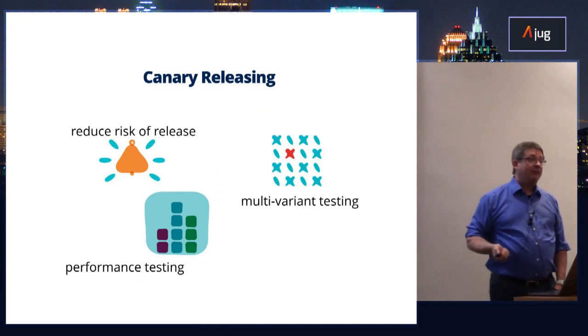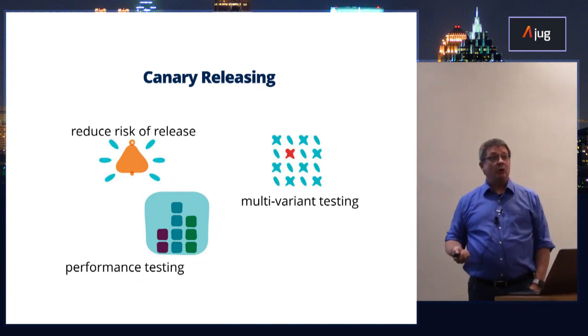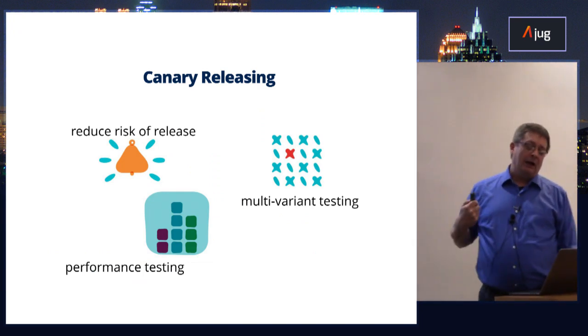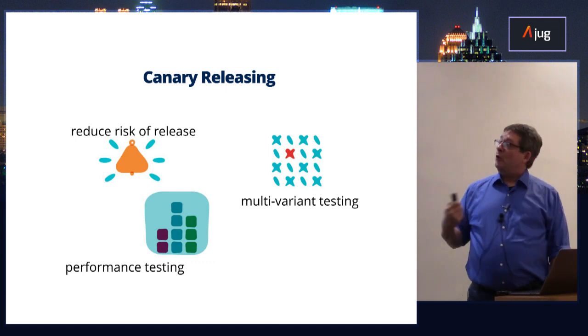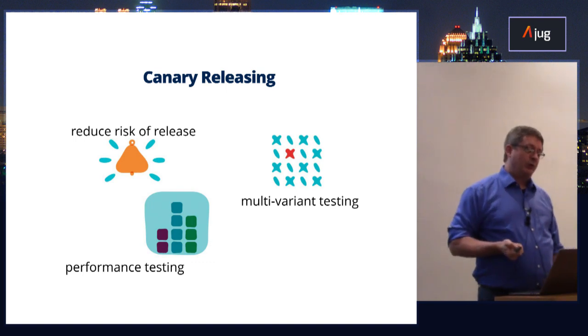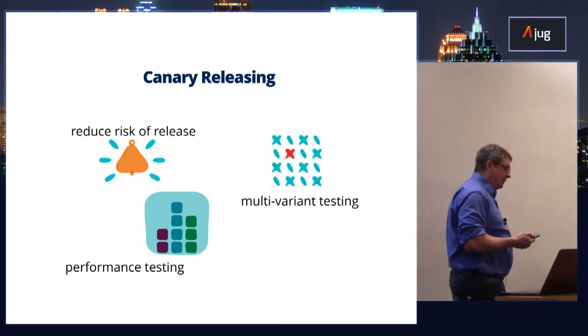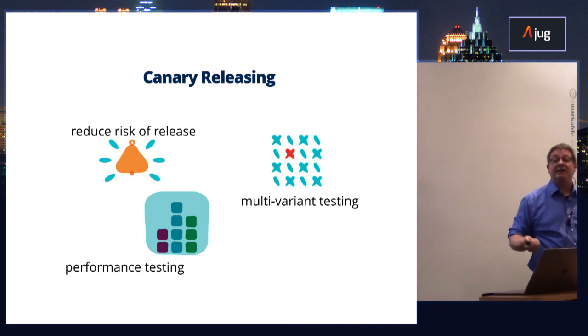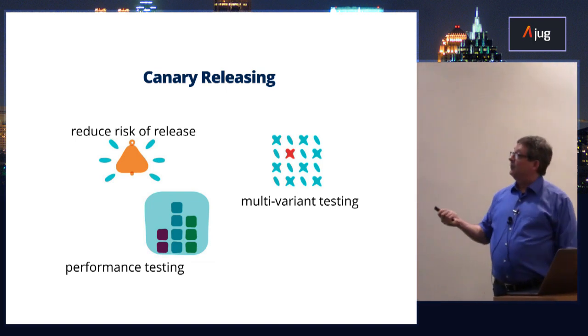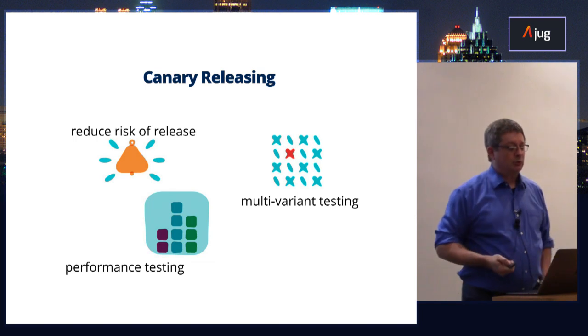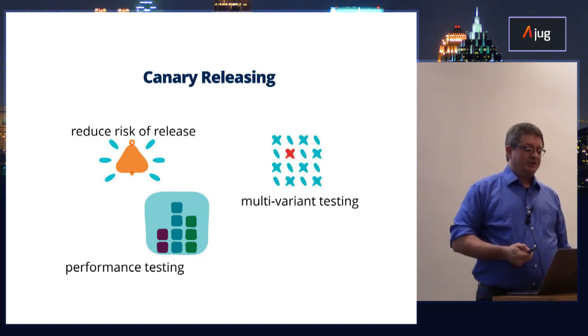This is used for a lot of things to reduce risk of release, because you're rolling out something that is going to have some sort of risky impact. Performance testing is a really common use for canary releasing something. I have something that may have a performance impact if everybody hits it at the same time. And then, of course, this idea of multivariate testing, which we'll poke around on a little bit more in a second.